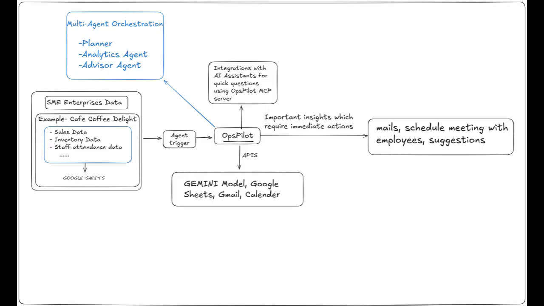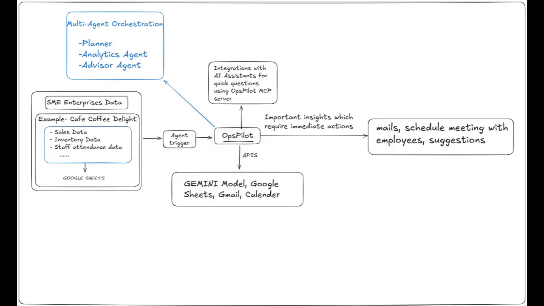Let's understand how the OpsPilot agent works. For example, you run a restaurant and you have to deal with a large amount of data related to operations, inventory, staff, etc. It consumes a lot of time to analyze this data and get useful insights for the smooth running of the business. To solve this problem, OpsPilot comes into play.